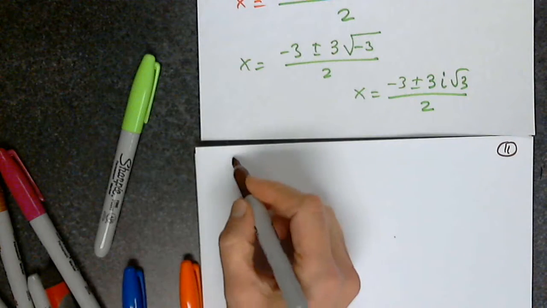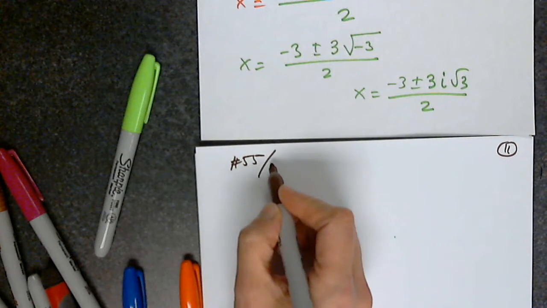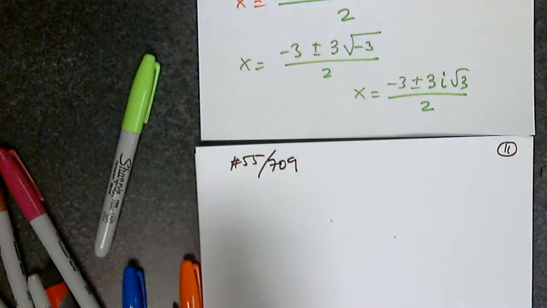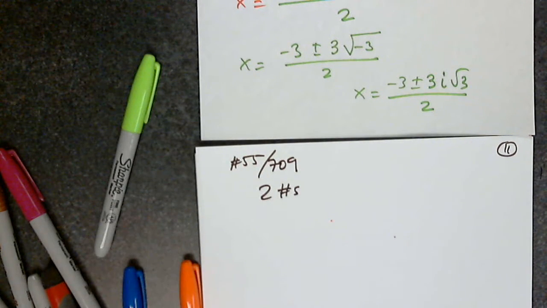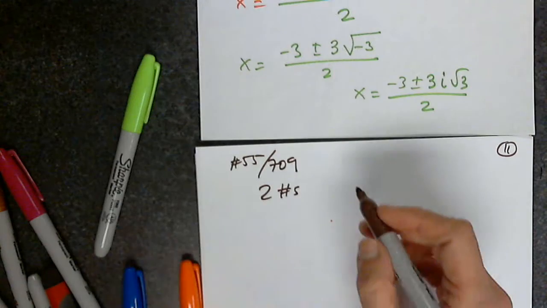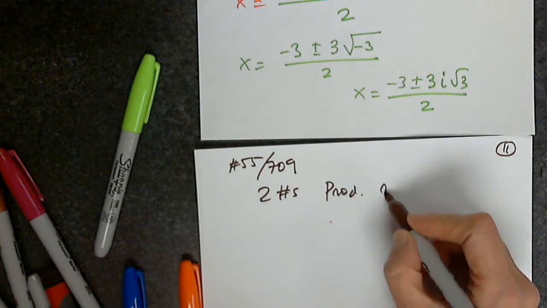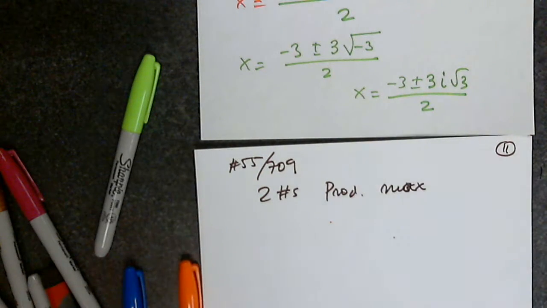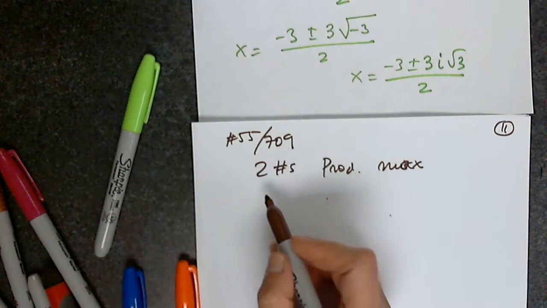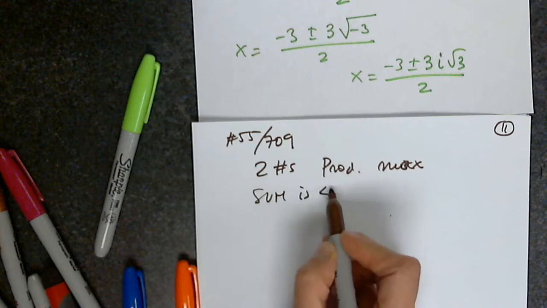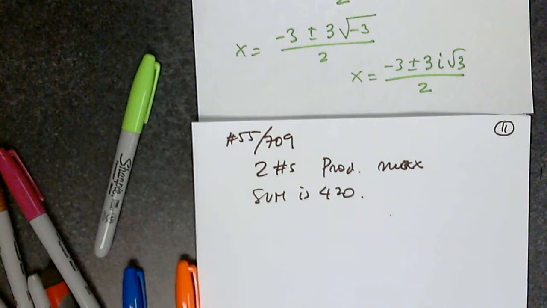55 on page 709. Find 2 numbers whose product is as large as possible. Product, maximum. When I'm told as large as possible, maximum product. Given that their sum is 420. Sum is 420.